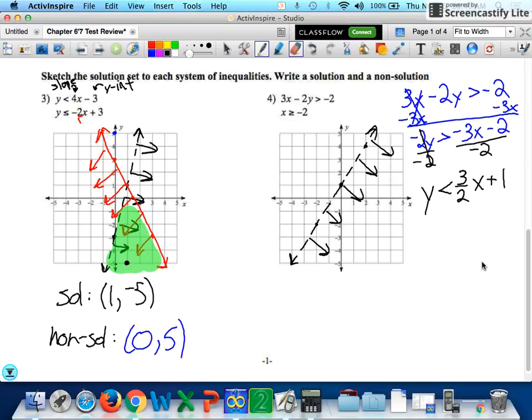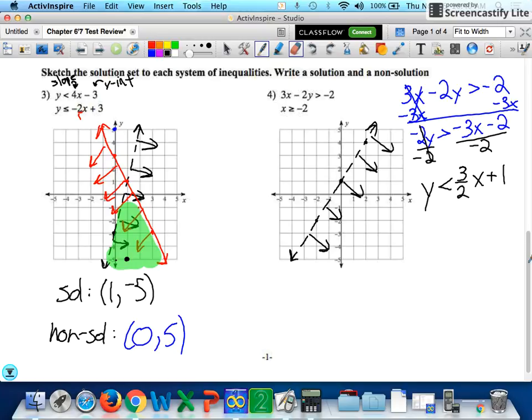Sorry about that. Got cut off partway through this number 4 problem, but we're still in the same spot. We've shaded. I was just talking about how if you forgot to flip your sign, you're going to shade the wrong side. You're going to end up with the wrong answer. But we've got to finish this out by graphing our other line.